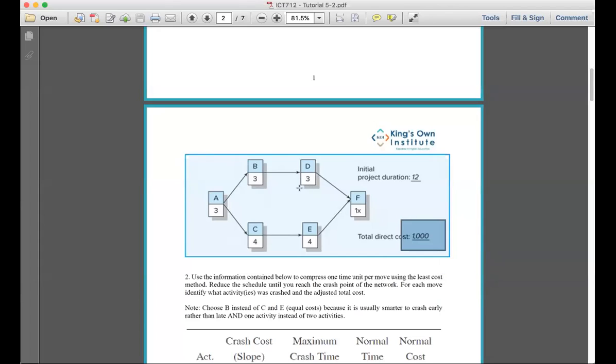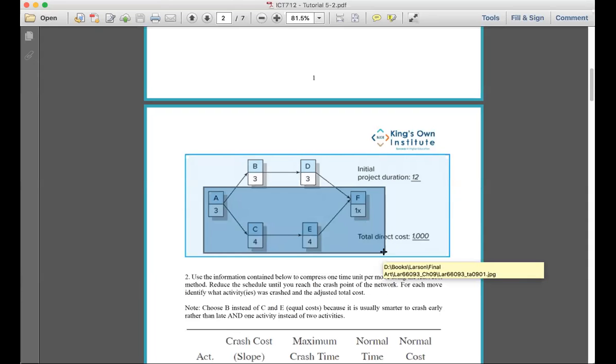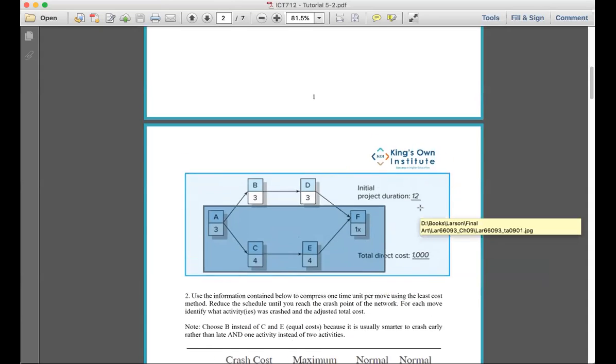Now, we have A, C, E, F. 4 plus 4 is 8. 8 plus 3 is 11. 11 plus 1 is 12. Same here. 6 plus 3 is 9. Plus 1 is 10. So we know that A, C, E, and F is the longest path we have today. For me to reduce my project duration, I have to reduce one of the activities, either A, C, E, or F, because that's the longest path.